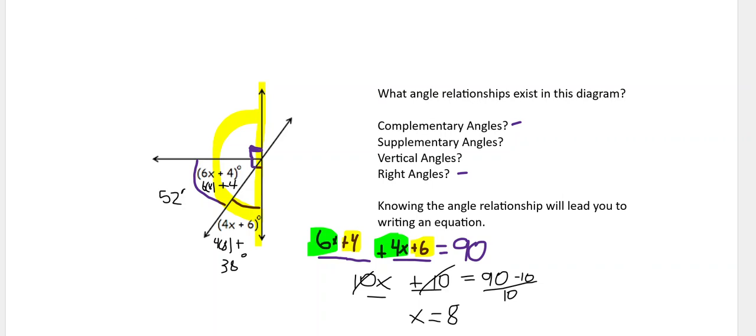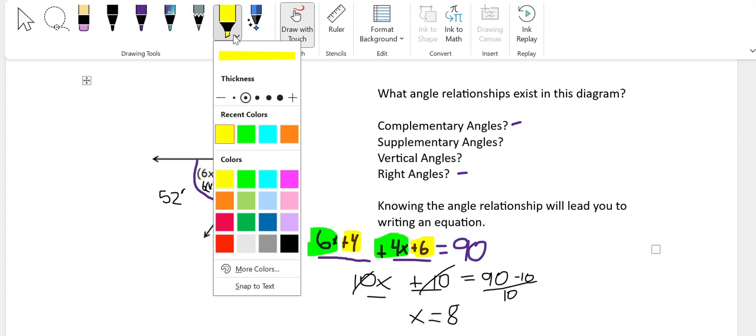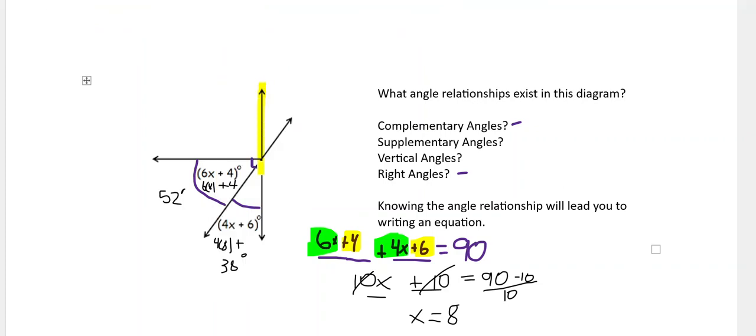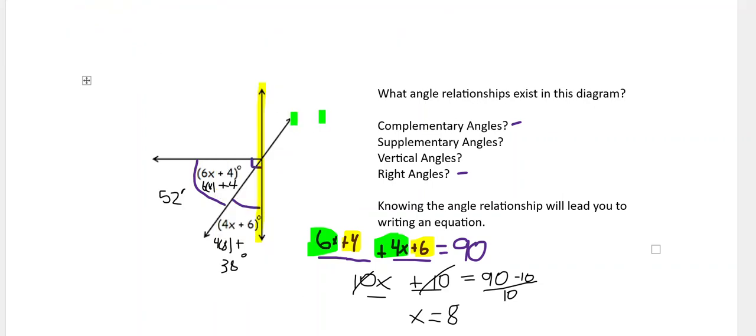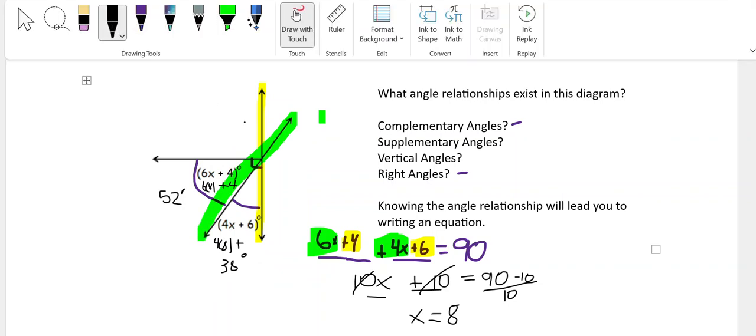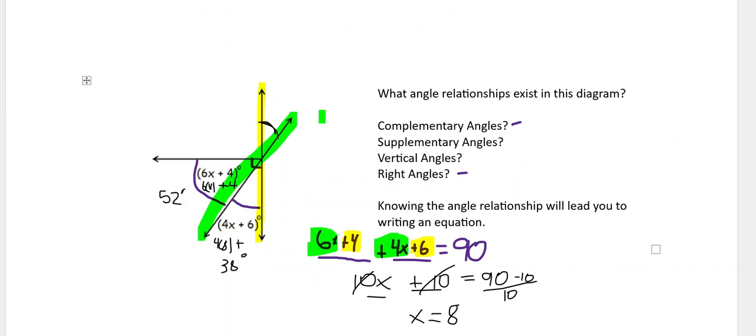And then where do you see vertical angles? Vertical angles are formed when two lines intersect. If we trace line 1 and line 2, we can see those two lines form two pairs of vertical angles. This angle is congruent to this angle because they are across from each other. So if we know this angle is 38 degrees, we know this angle is 38 degrees.